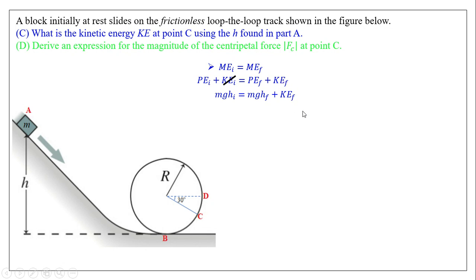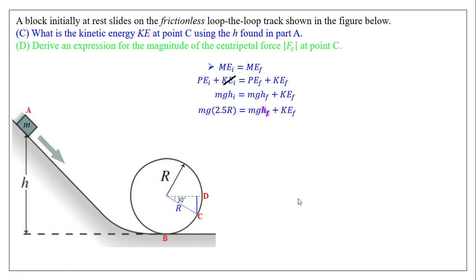Okay, so KE_f stays, and then here, I already know h_i is 2.5 R from part A. Here I don't know what h_f is. So at point C, I can find h_f really quick. And keep in mind, h_f is measured from the ground up. So here, follow with the geometry. This is pretty quick and painless.